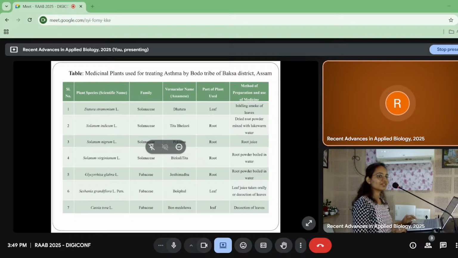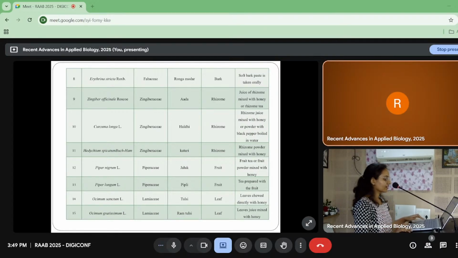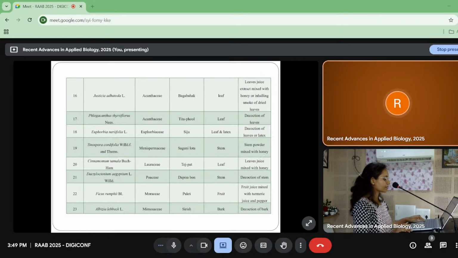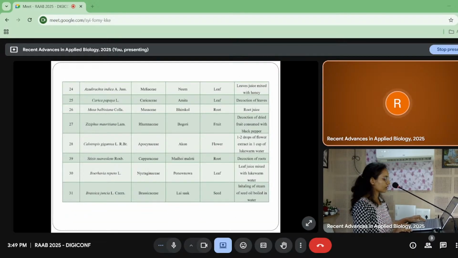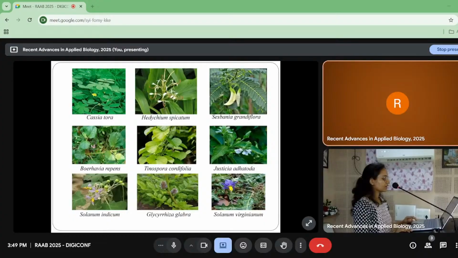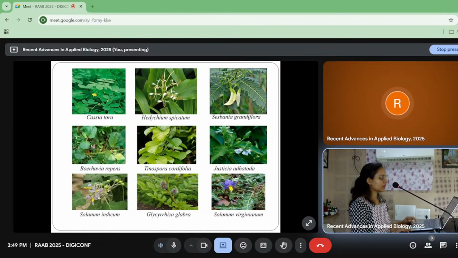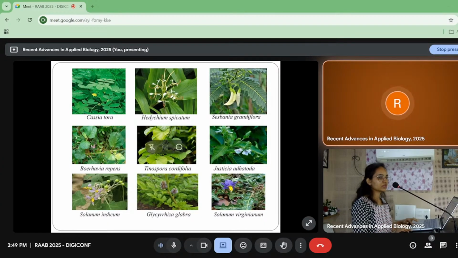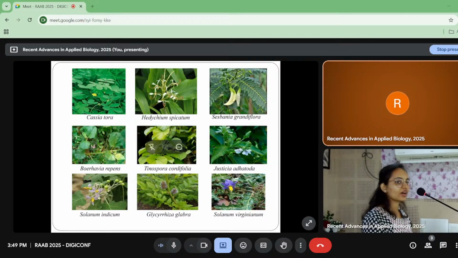These are also some of the plants. These are photographs of some plants which were found during the survey. This is Cassia tora, also known as Katuriata, and this is Bokful. You can mention the local name.